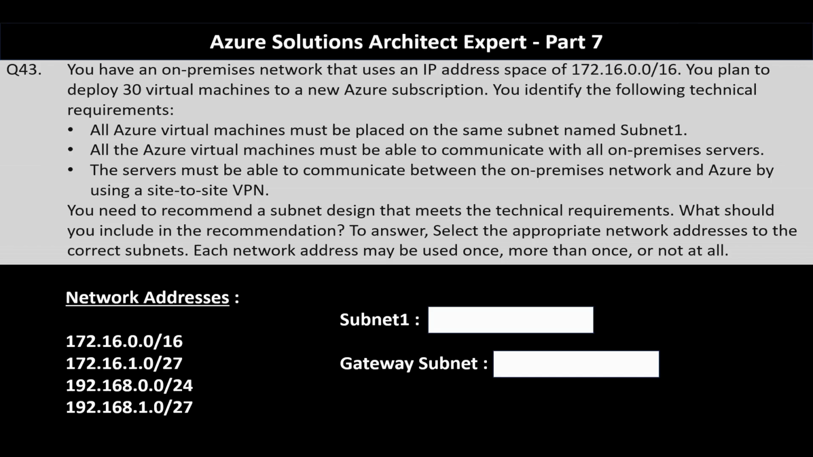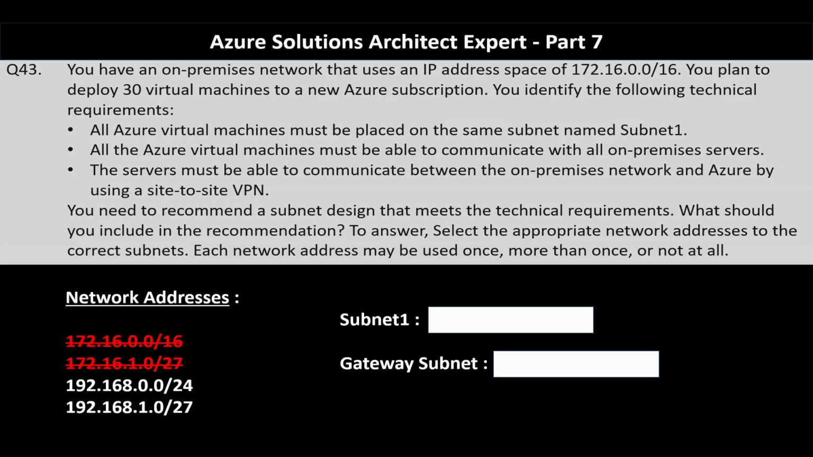First key thing you need to take into consideration while answering this question is you cannot have overlapping IP addresses between on-premise and Azure virtual machines. So you can rule out both network IP addresses containing 172.16 in it, as that would overlap with on-premise address range of 172.16.0.0 with a prefix length of 16.